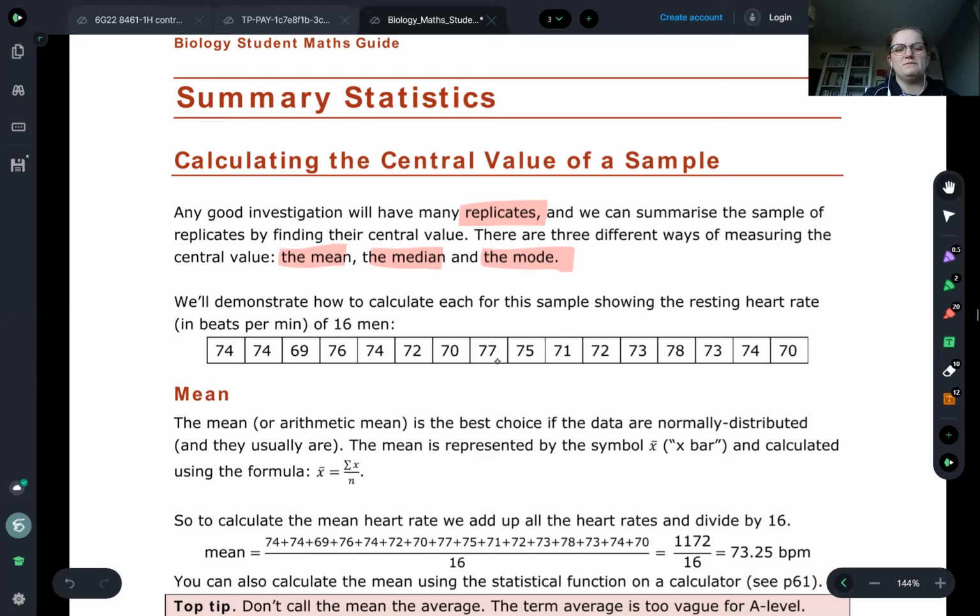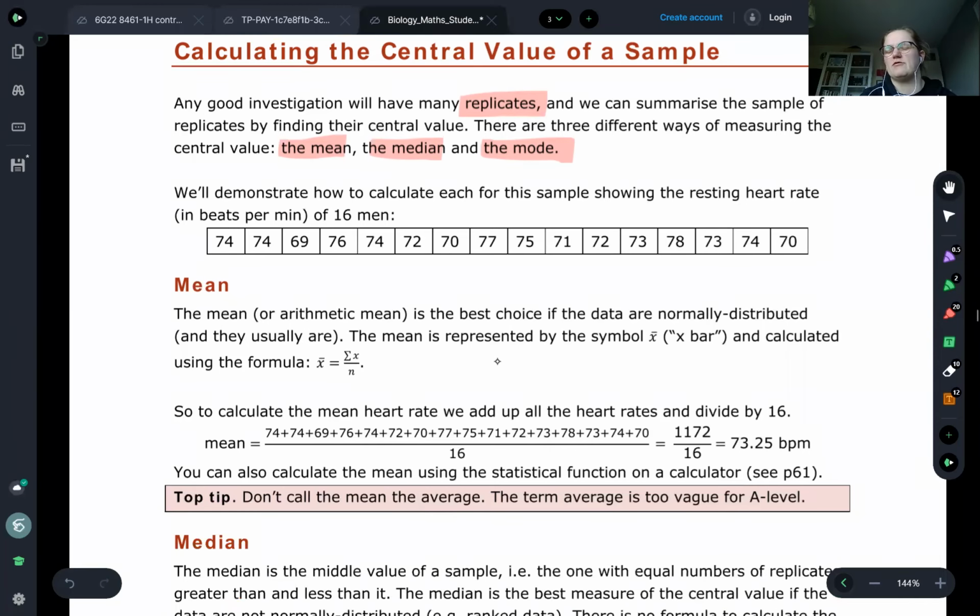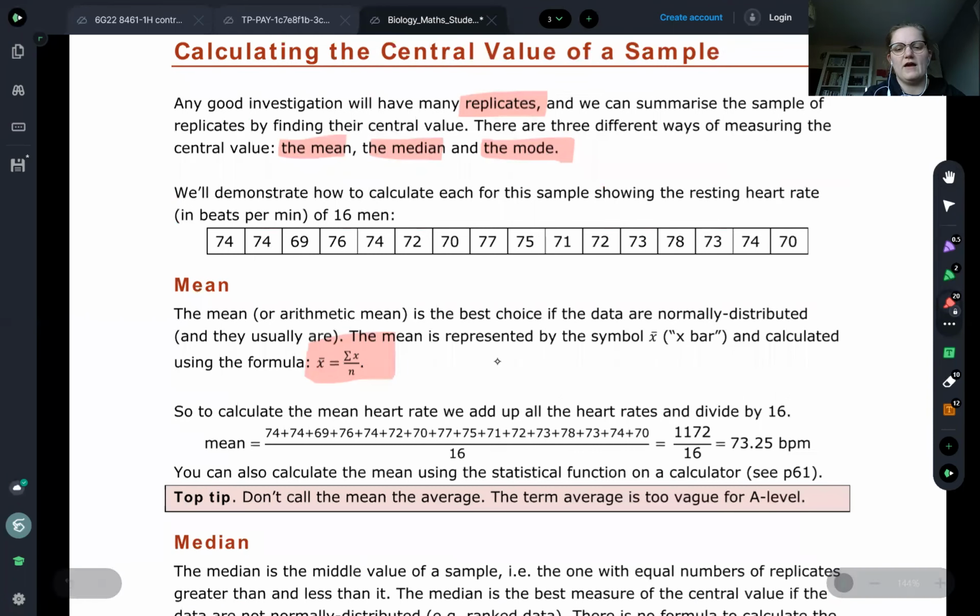So I'm not going to go through how to do every one, but we've got an example here. This is a sample showing a resting heart rate in beats per minute of 16 men, and you could be asked to find the mean. What you would do is add all those values together. Here is the official mathematical formula of a mean. So add all those values together and then divide it by how many there are. So for these 16 men, the mean would be 73.25 beats per minute.